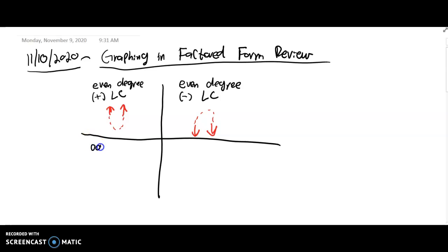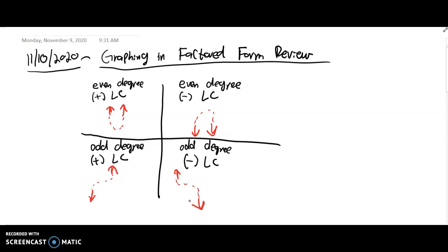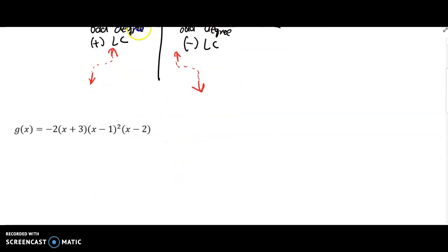Okay, if we have an odd degree and a positive leading coefficient, I'm going to have a down to up S shape. And if we still had an odd degree, but it was a negative coefficient, then it would be an up to down S shape. Great. We're going to dive into our first example.